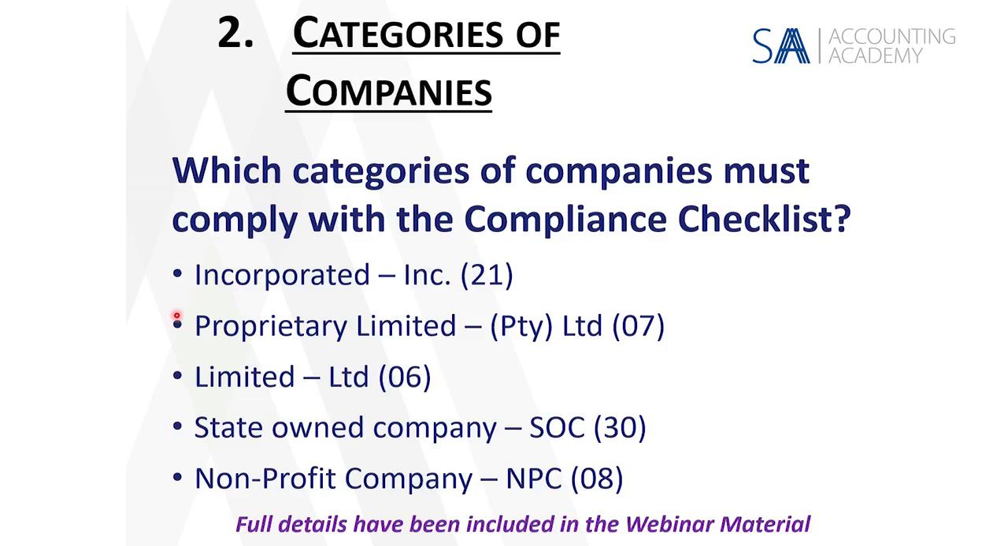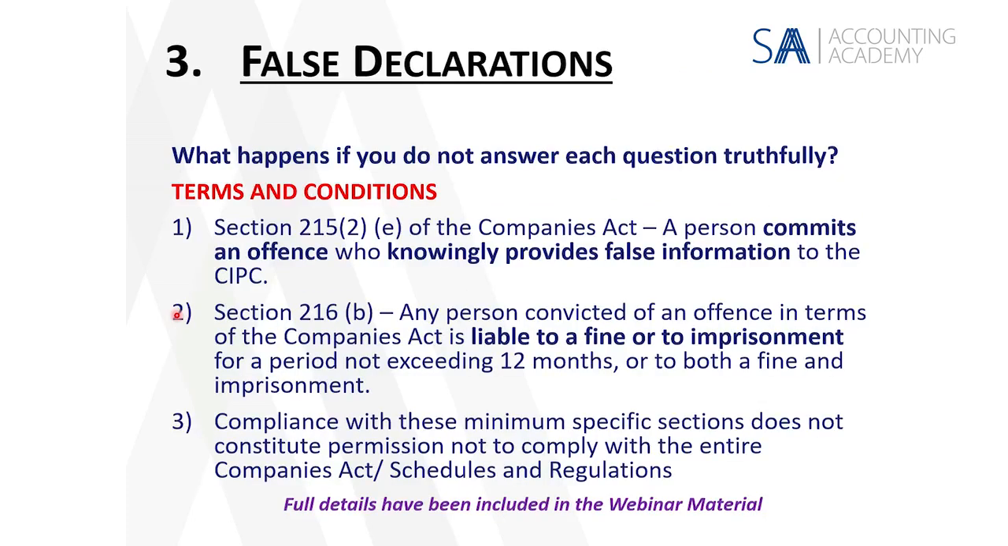So that's it. I've included full details for you in your webinar material, but those are the categories of companies that have to comply with this compliance checklist. What happens, I always have to ask this first of all: what happens now if there are any false declarations?